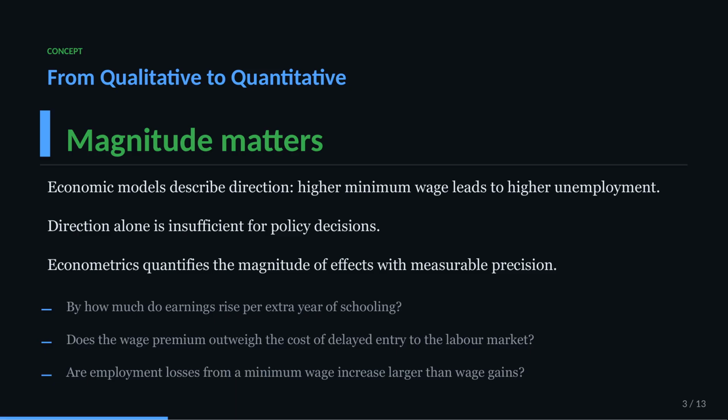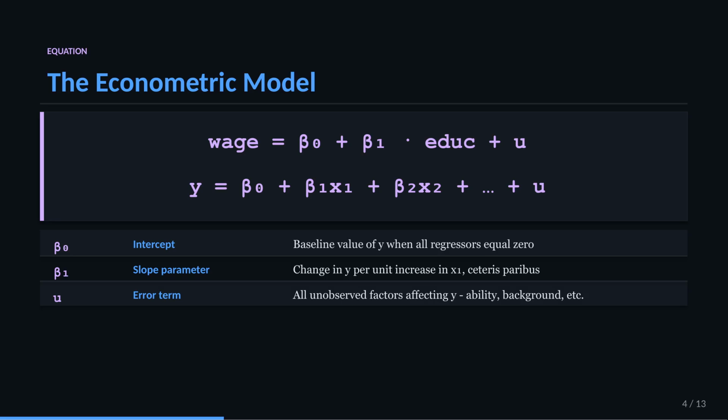The basic language of econometrics is the econometric model. A simple example is wage equals beta 0 plus beta 1 times education plus u. Beta 0 is the intercept, beta 1 is the slope parameter, and u is the error term. The slope tells us how wages change when education increases by 1 unit, holding other relevant factors fixed. The error term collects everything we have not explicitly put in the model. We write down a relationship between an outcome and explanatory variables, then use data to estimate the unknown parameters.